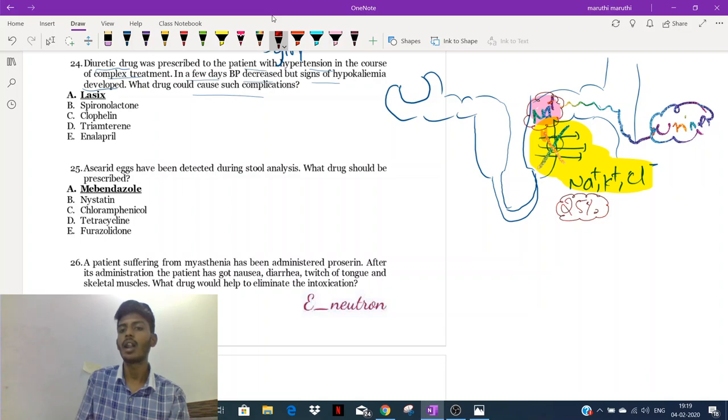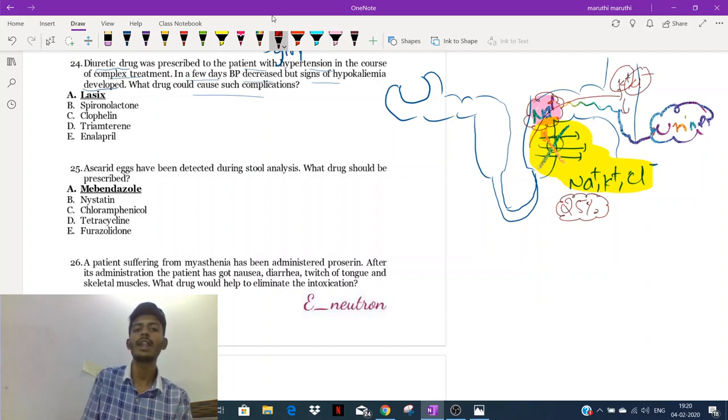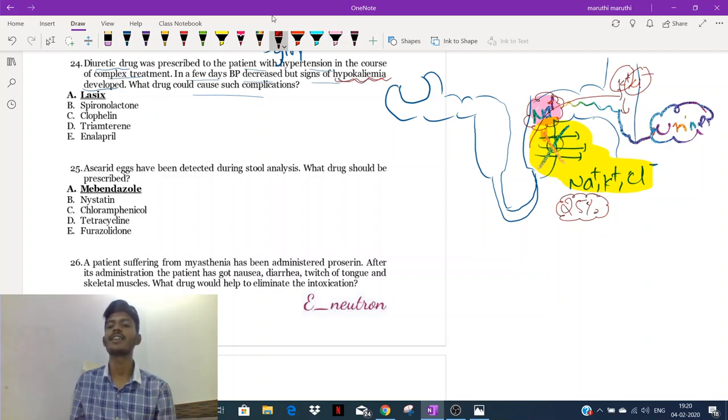Now, what will happen? Along with sodium, potassium and chloride will also go. Yes or no? If chloride and potassium also end up in the urine, what will happen? The patient will develop what? Hypokalemia. When the patient develops hypokalemia, it will manifest as muscle weakness or sometimes even arrhythmia.